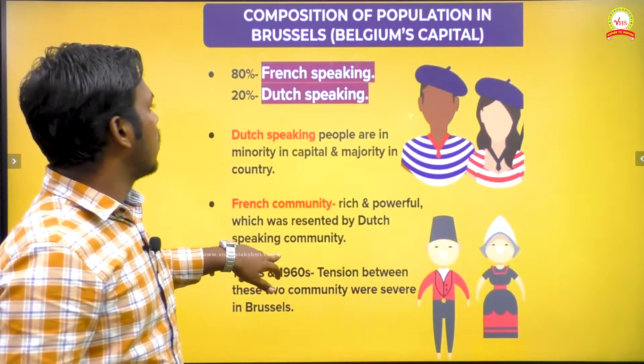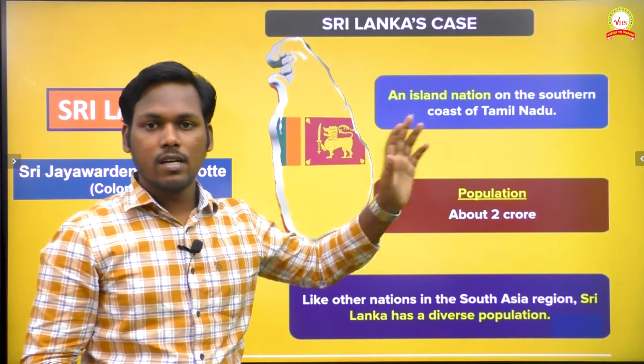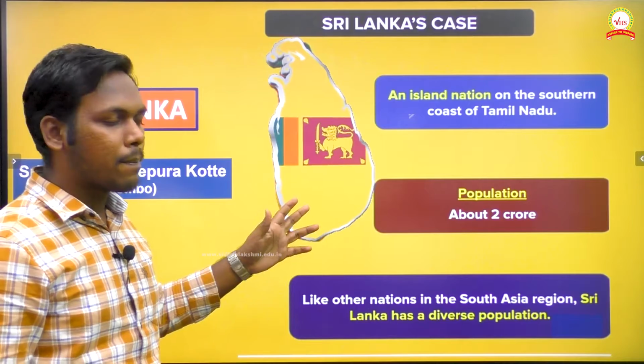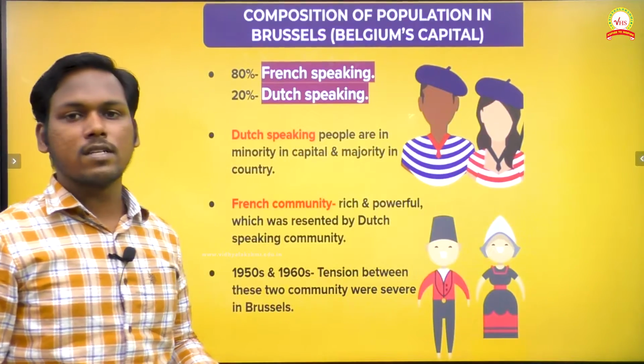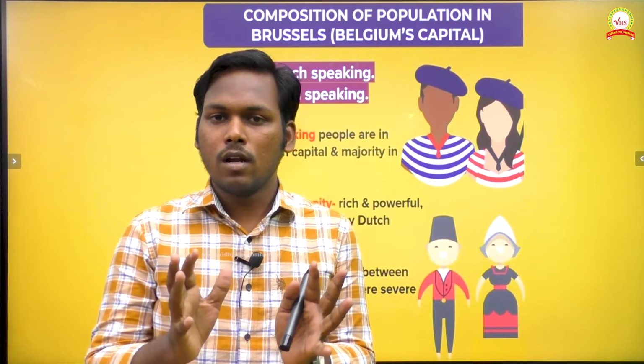Now we'll see the contrasting case, Sri Lanka. What happened in Sri Lanka? So far we have discussed the Belgium case. So this is how the Belgian model was formed.